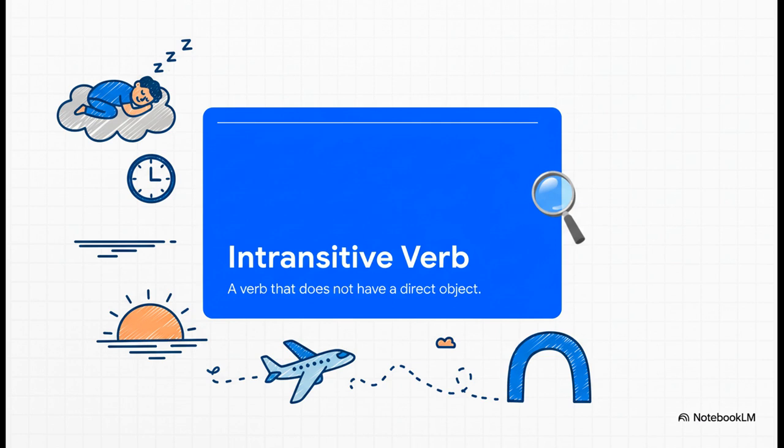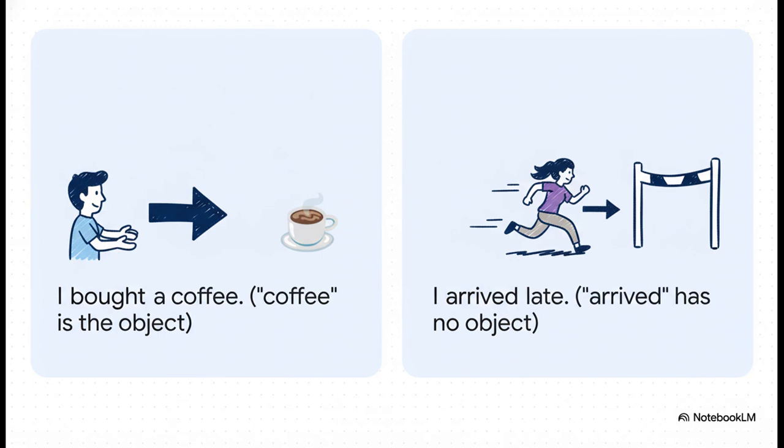Think about verbs like arrive, or sleep, or die. Just look at the difference here. It makes it so clear. On the left, I bought a coffee. What did I buy? A coffee. Bam, we have an object. But on the right, I arrived late. Did I arrive something? No, of course not. The action just happened. There's no target.